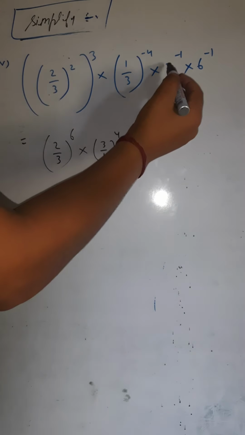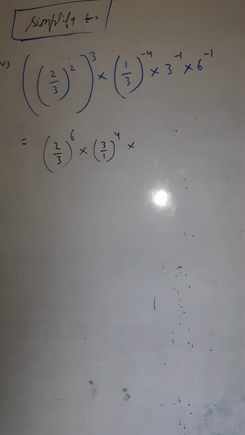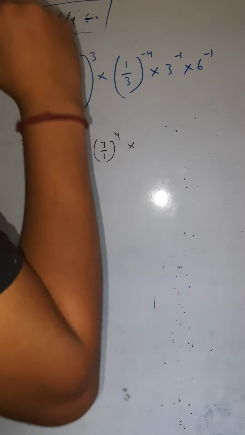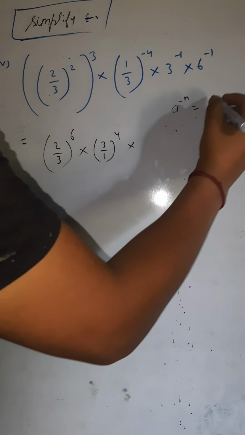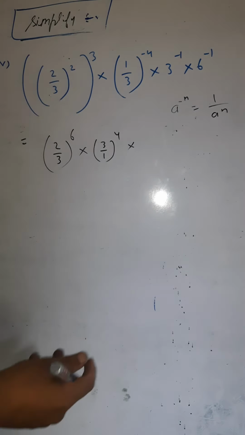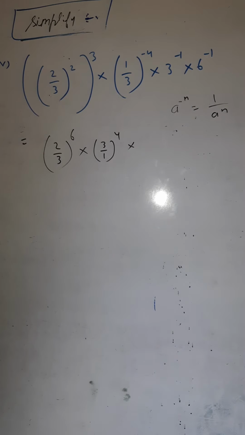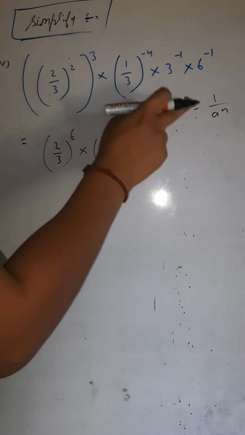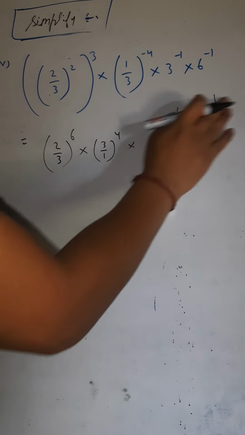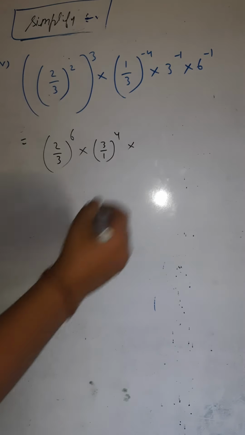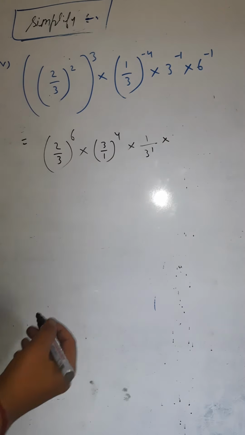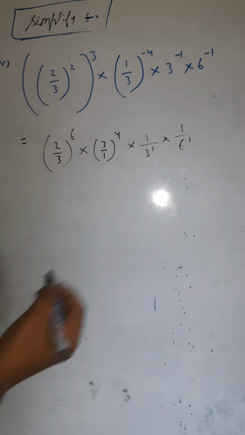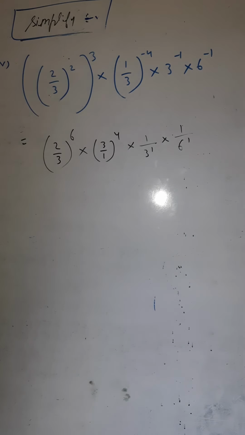Similarly, 3^-1. We have done a similar question. One formula I have told you: if it is a^-n, it can be written as 1 by a^n. That we have discussed in the first video. If you still do not know, go through that video. So similarly, 3^-1 can be written as 1 by 3^1. Similarly, 6^-1 can be written as 1 by 6^1. Getting this? Okay, now it is easy to solve.